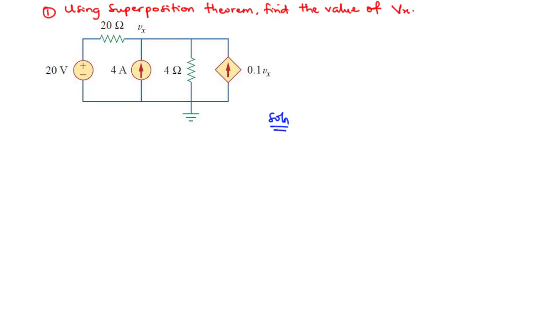Now looking at this circuit, you realize that we have two independent sources. We have 20 volts and then a 4 amperes current source. And then we have a dependent source, which is a 0.1 Vx current source.